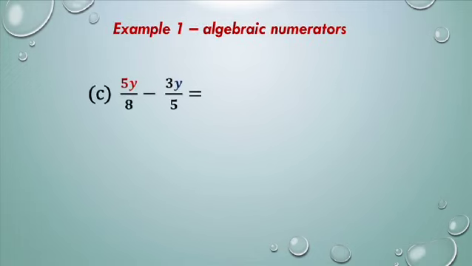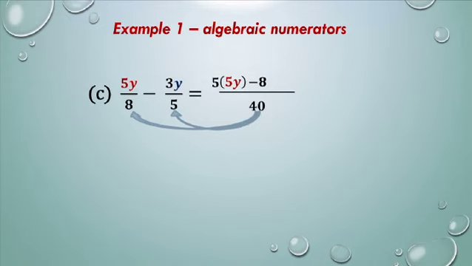5y over 8 minus 3y over 5. So the LCM of 8 and 5 will be 40. Now 40 divided by 8 is 5. So 5 times the numerator of the first term, that is 5y, minus 40 divided by 5, 8. 8 times the numerator of the second term, that is 3y.